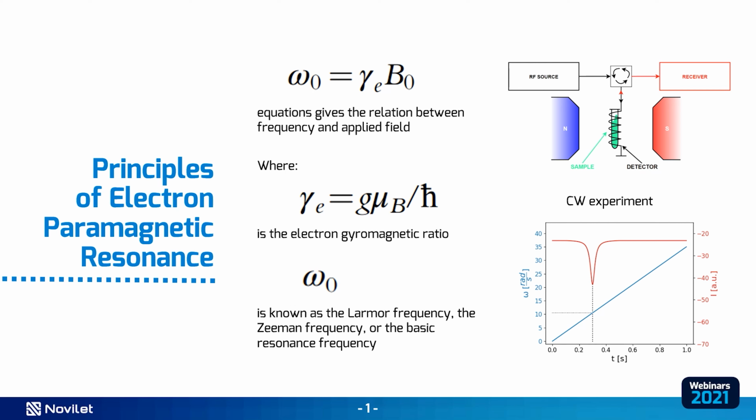In continuous wave mode, the signal is recorded in the presence of RF excitation. That's why it's crucial to use high frequency sources with phase and amplitude noise as little as possible.